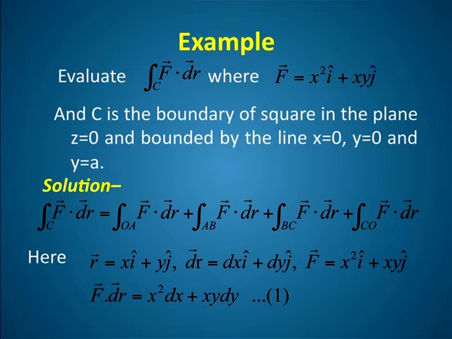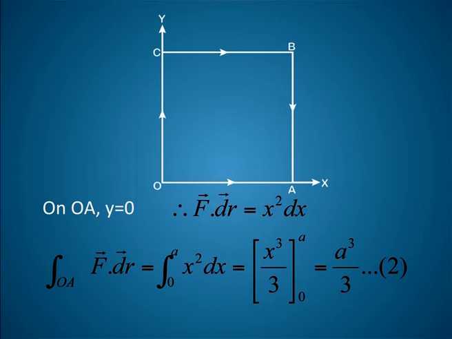Here r is xi plus yj. So, dr is equal to dx i plus dy j and f is given as x square i plus xy j. Therefore, f dot dr becomes x square dx plus xy dy. Here the picture shows the path of integration in the form of a square.